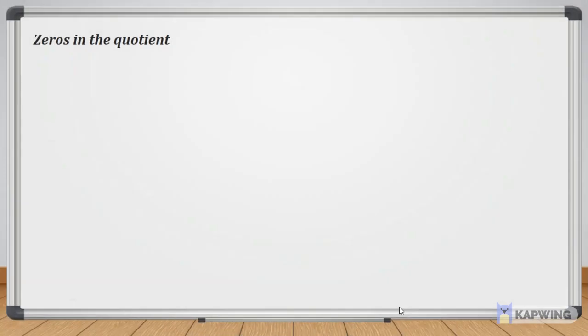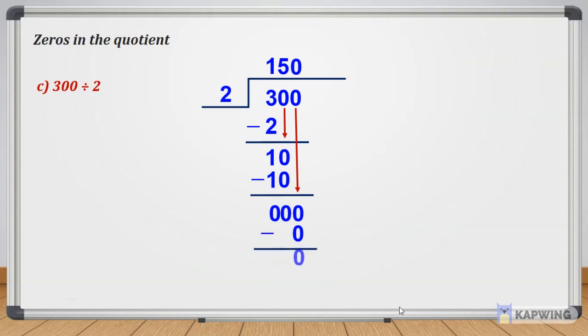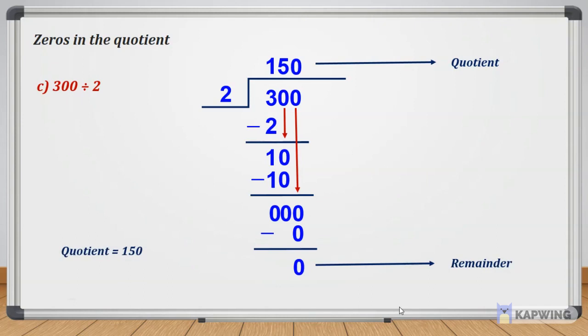Let's solve one more sum. 300 divided by 2. So 2 ones are 2. 3 minus 2 is 1. Take the next digit down. So 0 we will take down. It will become 10. 2 fives are 10. 10 minus 10 is 0. The next digit is 0. So we'll take 0 down. Once we have taken it down, then we need to divide it. So 2 zeros are 0. 0 minus 0 is 0. Now there is no digit to take down, so we will stop there. So therefore here 150 is our quotient and 0 is our remainder. So we will write quotient is equal to 150 and remainder equal to 0.